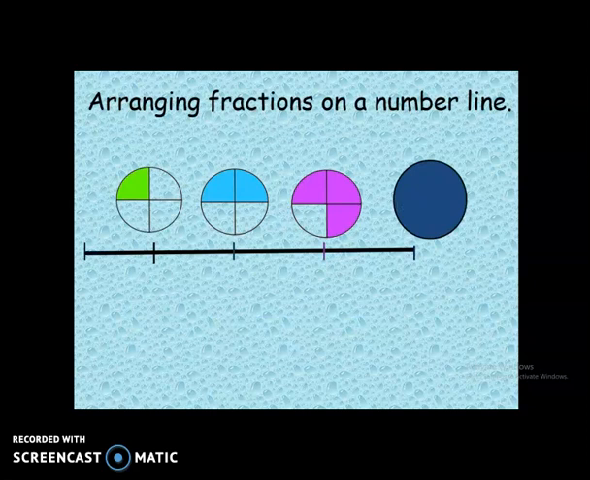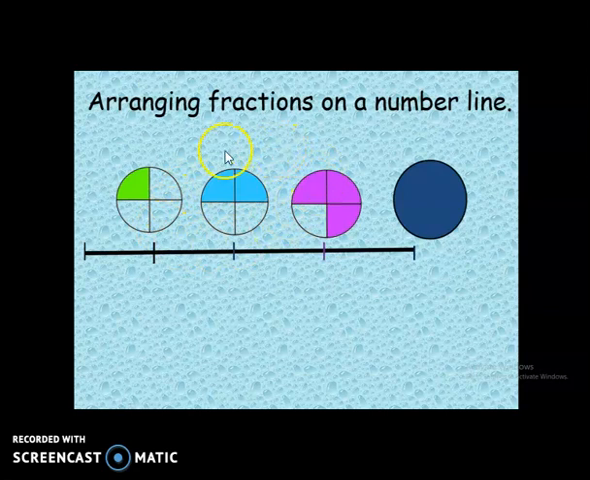Arranging fractions on a number line. Now we are going to try to arrange these fractions on a number line. As we try to arrange the fractions on the number line, we will begin with the smallest one, okay? And remember that a number begins from 0. So as we write our number line, we have to begin from 0.